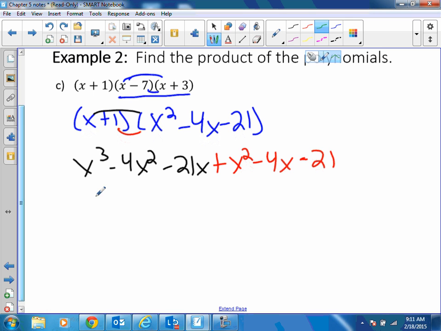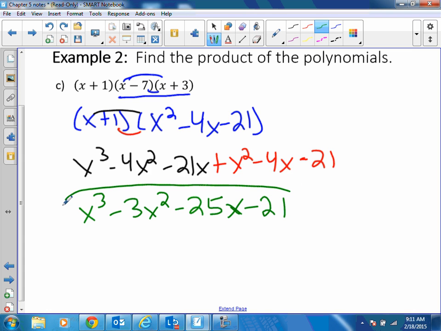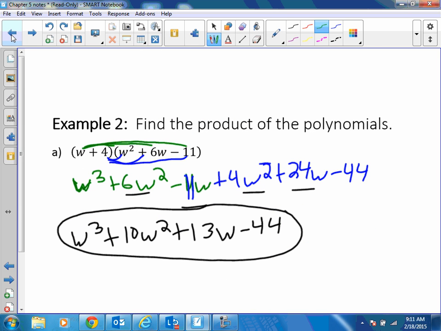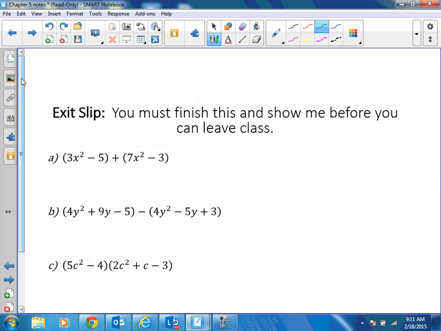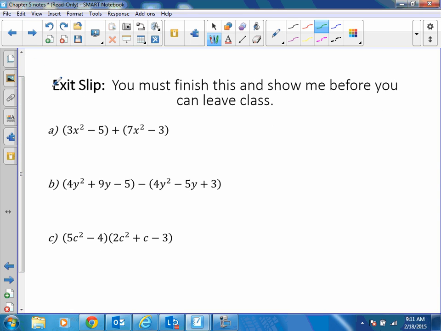Then it's just combine like terms. There's only 1x cubed. Negative 4x squared plus x squared would be negative 3x squared. Negative 21x minus 4x is negative 25x. And negative 21 at the end. That would be an answer. Okay. So you could FOIL the first 2 first and then distribute. I just think it's easier to FOIL the last 2 and then distribute because it looks like example 2A. Very similar at the end once you FOIL the first 2. Okay. That's pretty much it.